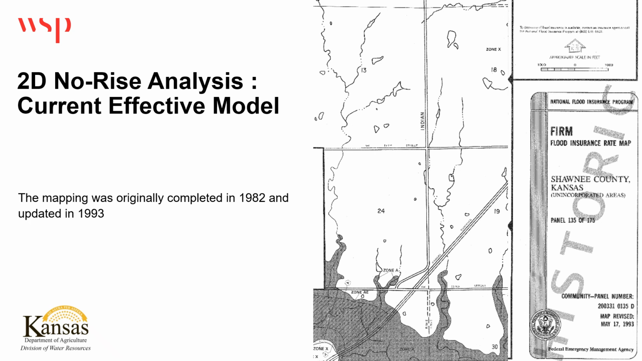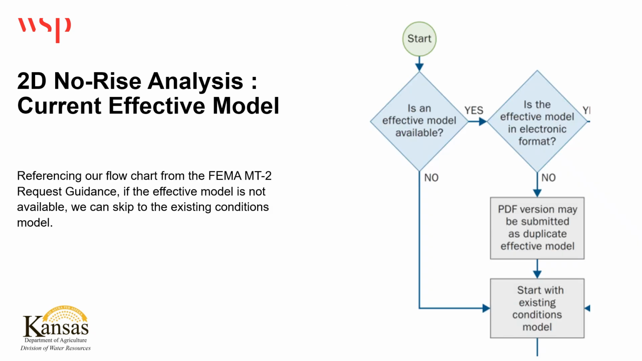Digging through these effective products on the FEMA Mapping Service Center, we can see that the previous mapping was originally completed in 1982 and then updated in 1993. So we probably are not going to be able to find the previous modeling for this stream. Referencing our flowchart from the FEMA MT2 request guidance, we can see that if there is no effective model available, we can skip directly to the existing conditions model.